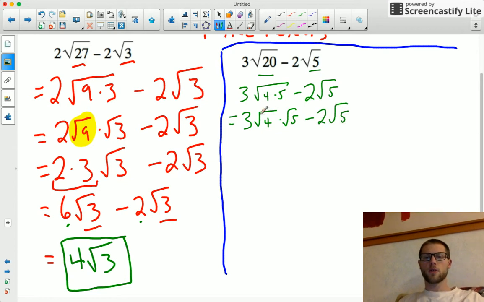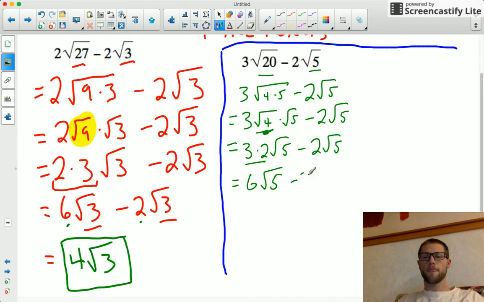So this is going to become 3 times the square root of 4 times the square root of 5 minus 2 root 5. I know the square root of 4 is 2. So I can rewrite this next line as 3 times 2 root 5 minus 2 root 5. And next I'm going to combine my 3 times 2 to give me 6 root 5 minus 2 root 5.